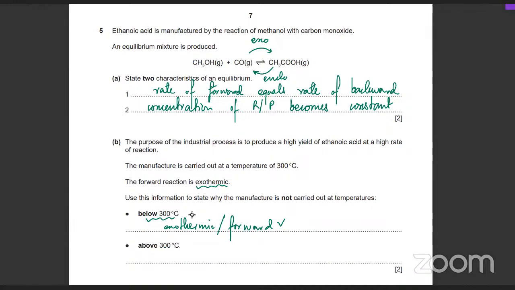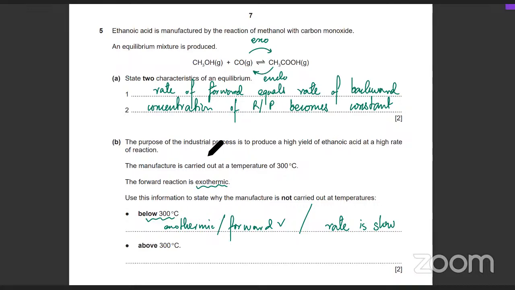So why don't you use temperature below 300? It doesn't give a high yield, maybe. I mean, the rate of reaction. Yeah, the rate is slow. At a lower temperature, the rate will be slow.